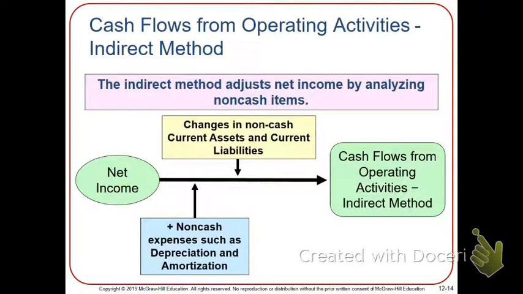Then we're going to look at changes in our non-cash current assets and current liabilities. So what do I mean by that? I mean, we're going to look at things that affected current assets and current liabilities, but didn't actually have an effect on net income. So we have to go in and make that effect. And then, of course, we have any gains or losses, which we will go in and make that change to.